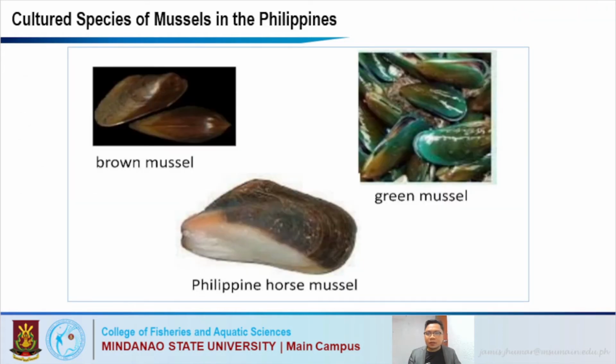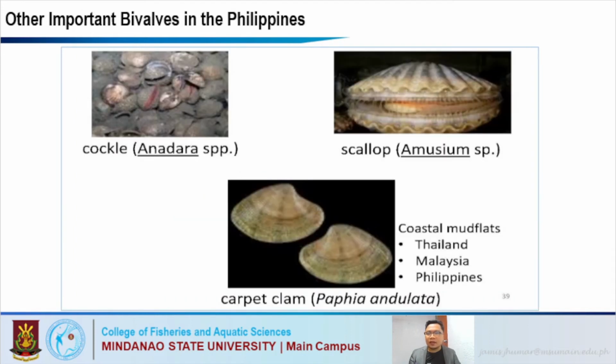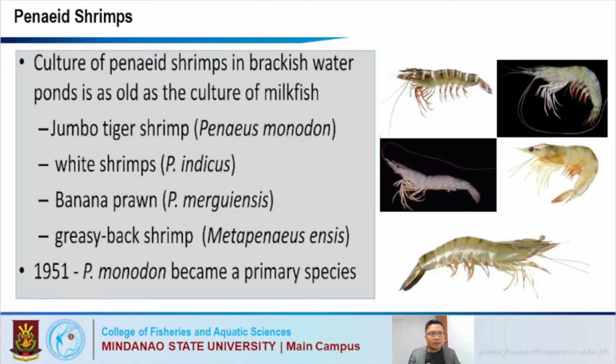And then we have here the cultured species of mussels in the Philippines. Again, mussels like brown mussel, green mussel, and Philippine horse mussel are being cultivated in the Philippines, although not very commercially produced, but they are being cultivated. And then we have here other bivalves: cockle, scallops, carpet clams. So these are very important mollusk commodities that have a promising future in the aquaculture industry.